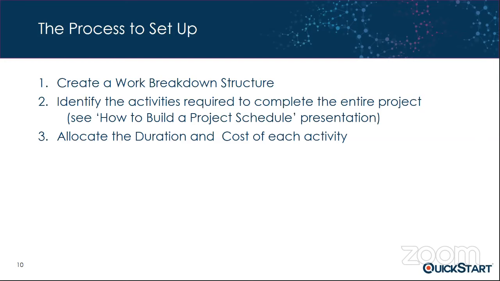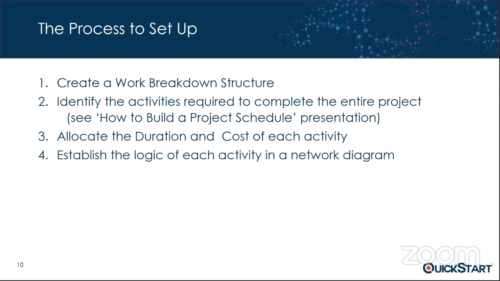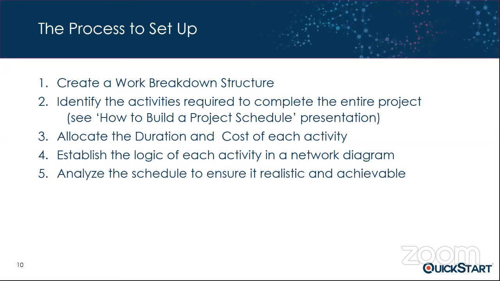So we've got our activity identified, we have the duration variable or attribute tied to it, as well as the cost. And so with that, the next thing that we would do is establish the logic between the activities. And we would do that using a network diagram. In other words, what has to get done first, what comes second, and so on. So the next thing that we would do after we have that network diagram in place and the activities defined, cost, duration, network diagram in place, basically we would analyze our schedule. Is it good? Is it realistic and achievable?